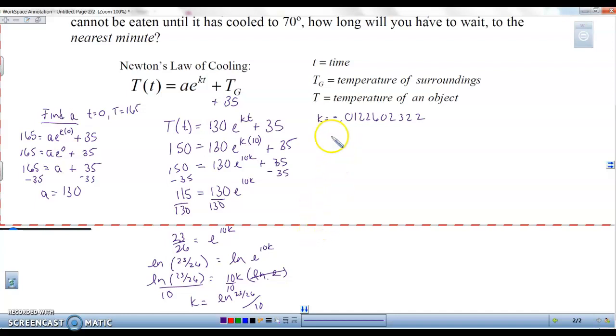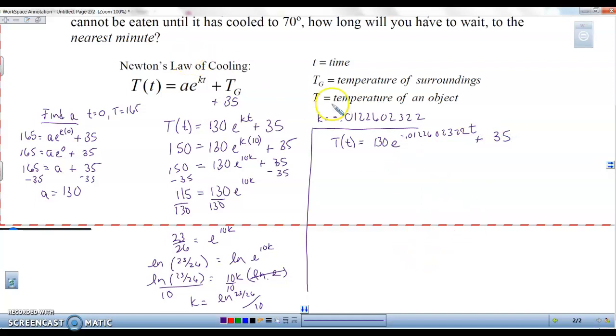All right, so now we know what k is. So now we found k, so let's write our equation. We have T of t is equal to a, which we found was 130, e to this number, negative 0.0122602322, t, plus 35. So there's my equation to solve this.